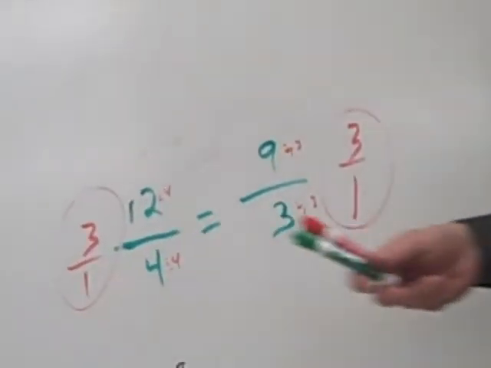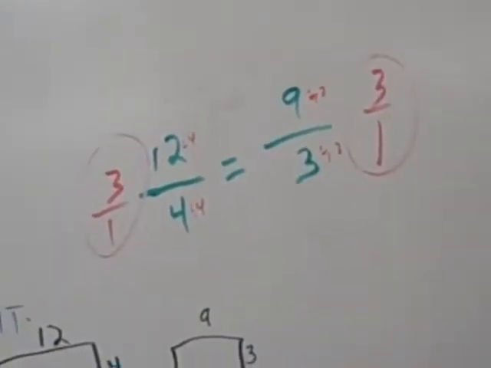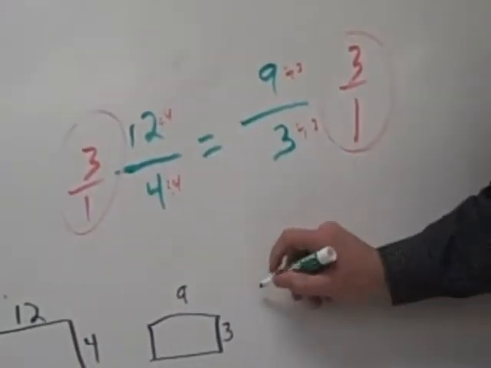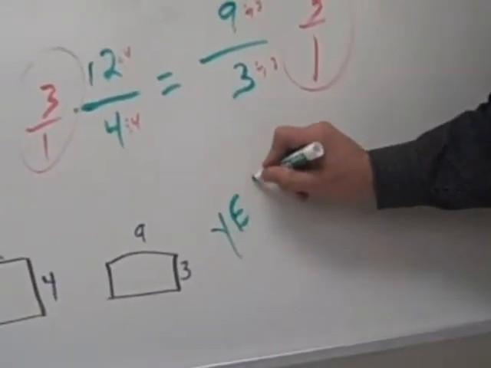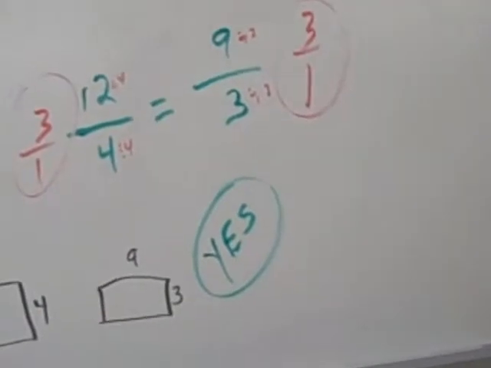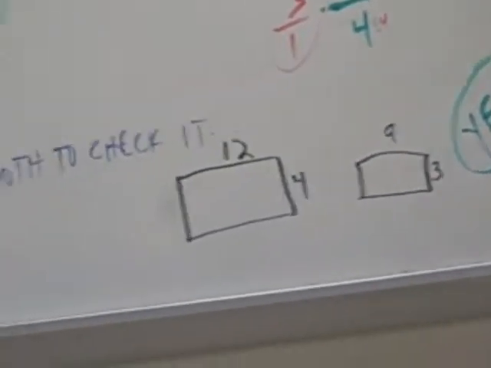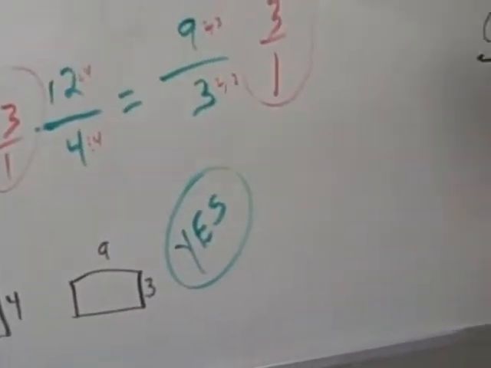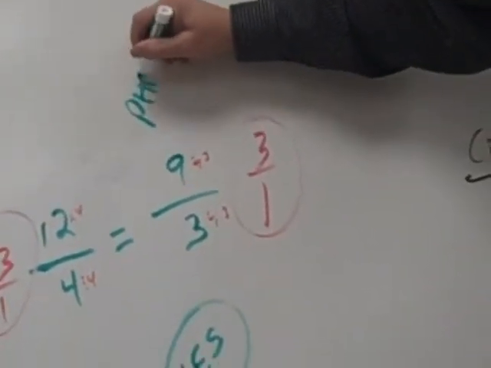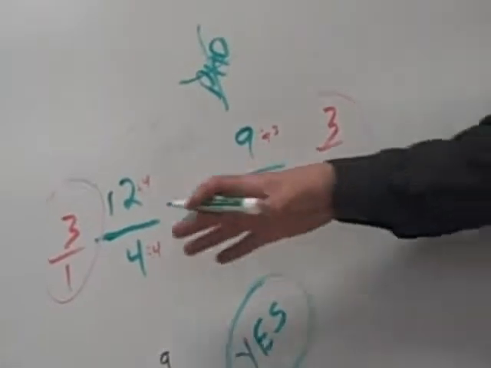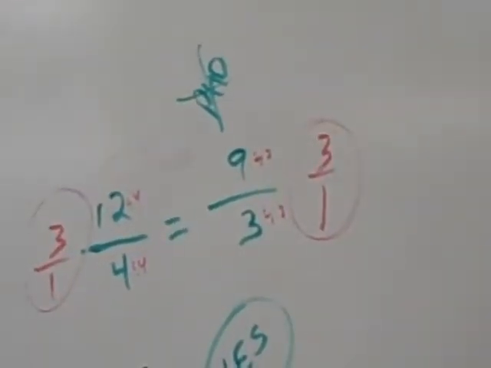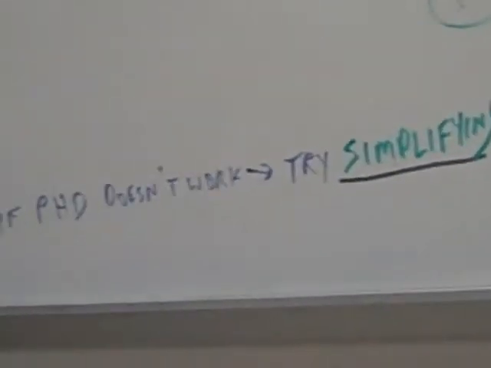If that and that are the same, then yes, these are also similar because they're proportional, even though PhD didn't work. I can't PhD this one, so I have to try something else. If you can get them to simplify, you got it.